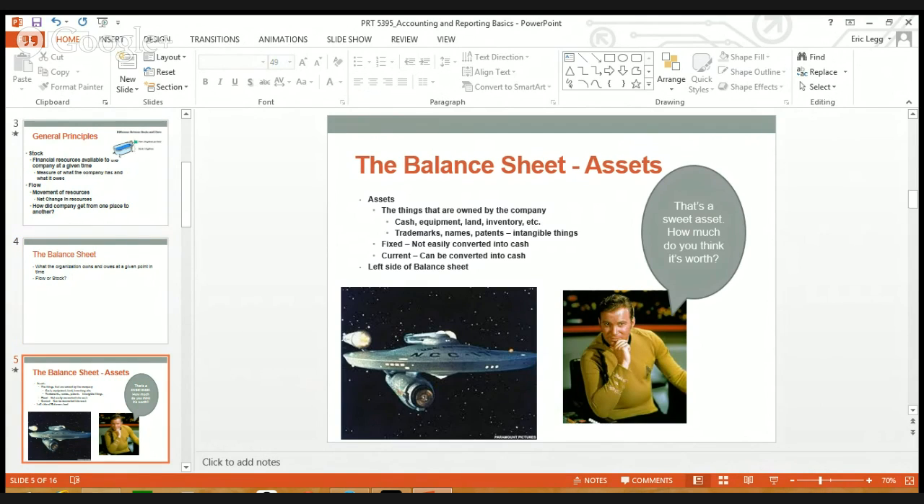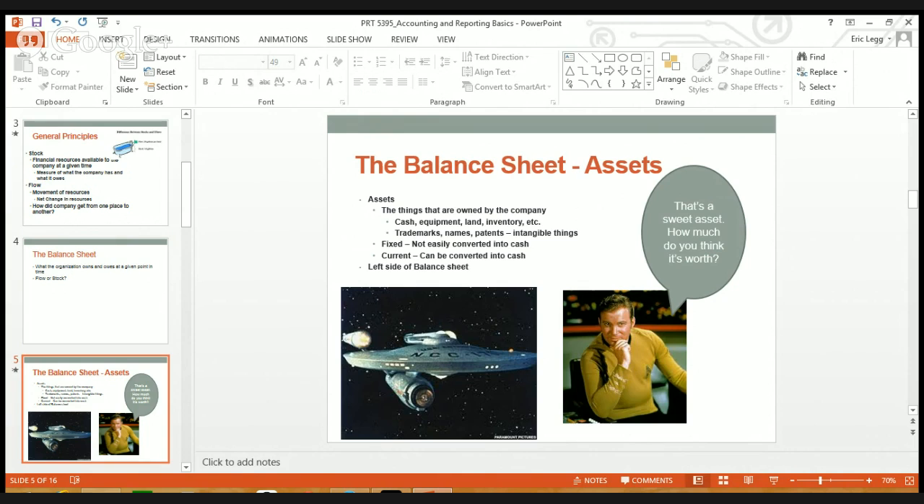A couple things that are on the balance sheet. First are assets. And these are things that the company owns. It may include cash, equipment, and it can also include intangible things such as trademarks and copyrights, names, and patents. Within assets, we actually have two types. One is a fixed asset. This is not easily converted into cash. So like a gigantic factory, for example, will be a fixed asset. You just can't go sell that on the street and convert to cash.